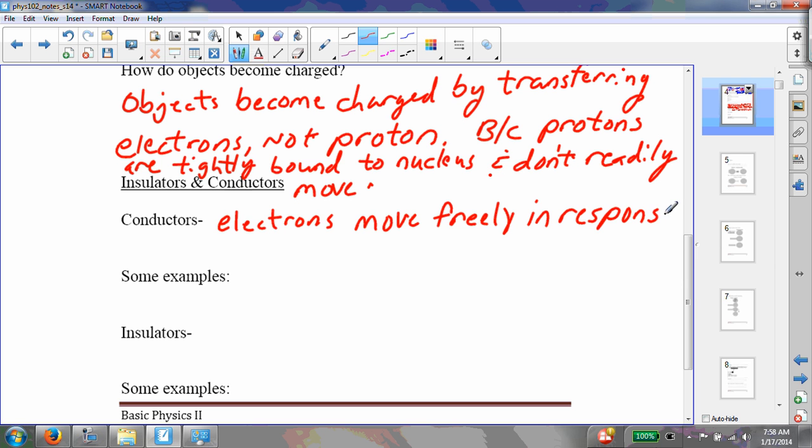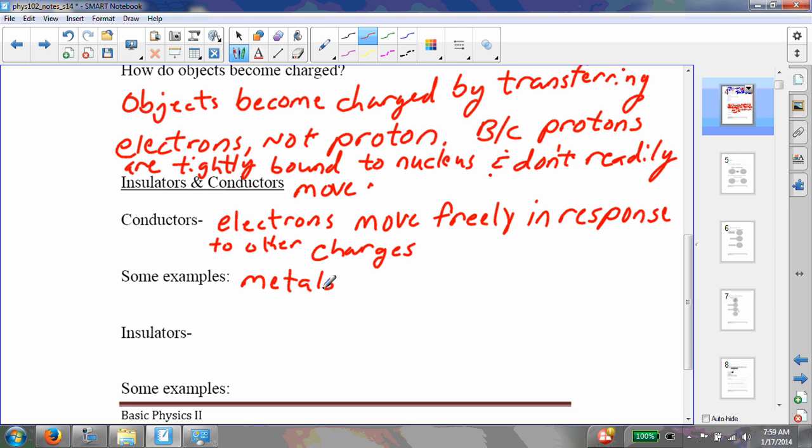Good electrical conductors are often good thermal conductors. So, for example, metals, like copper, for example, is an excellent electrical conductor, and that's why we use it in our houses. It's also a very good thermal conductor, which is why we use it for pots and pans and what have you. So metals such as copper.